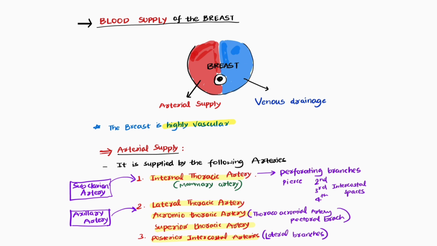And here comes the third one, that is the lateral branches of the posterior intercostal arteries. So guys, remember this, these arteries are very important. Your external examiner may ask in the viva also, name the arteries supplying the breast, so you have to remember this.